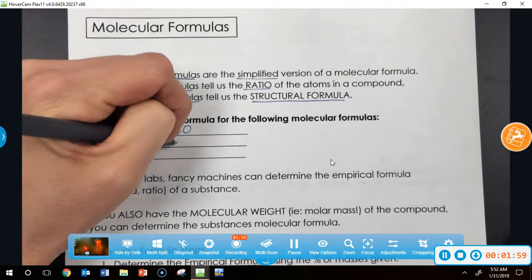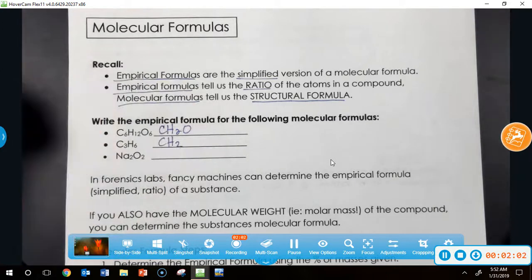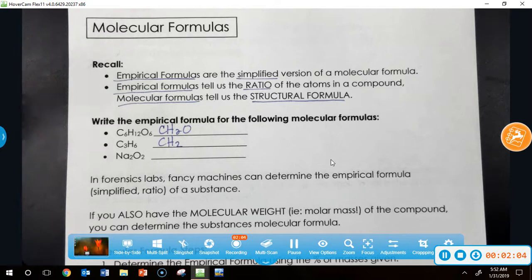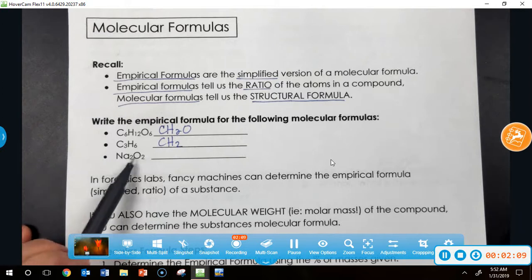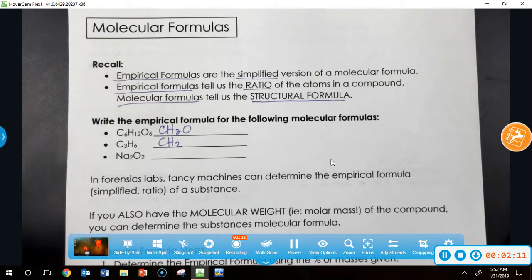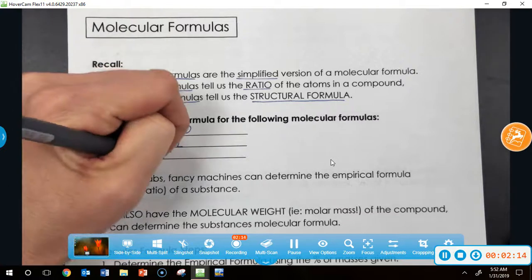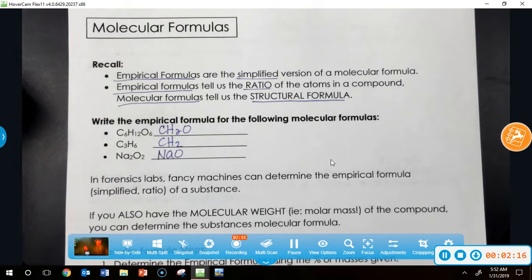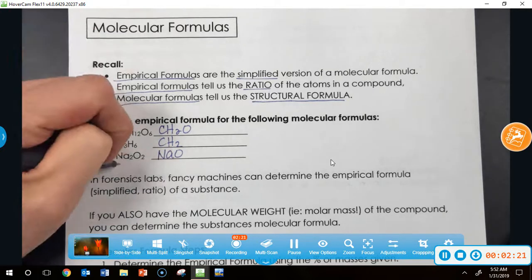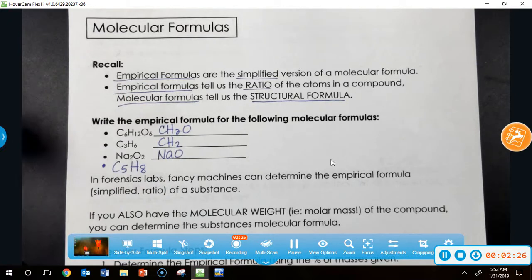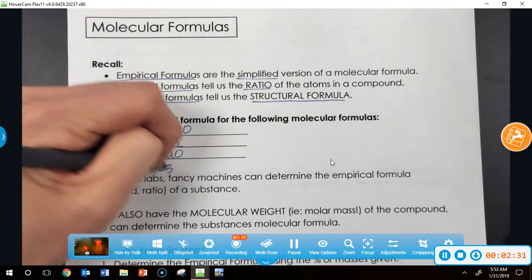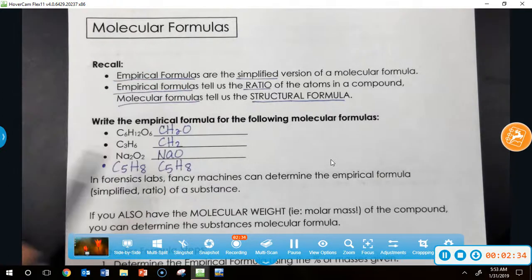C3H6 would just be CH2, and Na2O2, technically guys, that is an ionic formula, so you would not want to leave it in this form anyway. You always want to simplify ionic compounds anyway. Okay, so it would be NaO. I also want to point out, if you had something like C5H8, I don't even know if that's a real compound, I just made it up. If this were the molecular formula, you could also call that the empirical formula because it's in its simplest form.